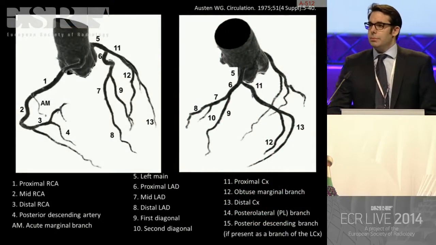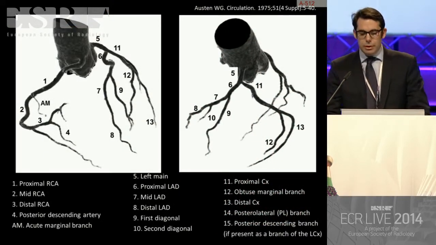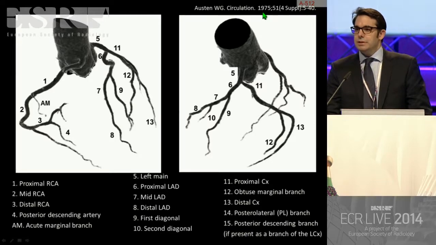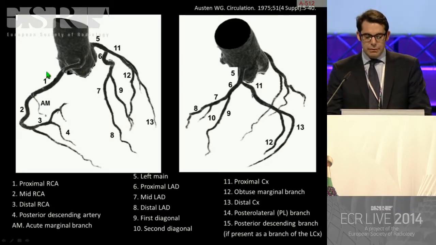Remember that when we talk about segments, we used to employ this segmentation model. This was published in 1975, and this is the 15-segment American Heart Association model. So the right coronary artery is divided in 4 segments, then we have the left main, etc.